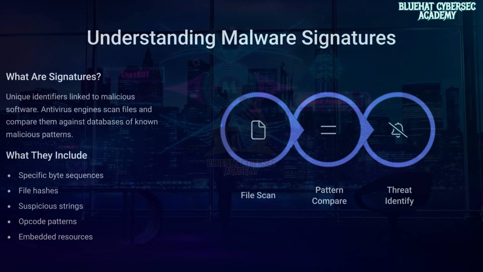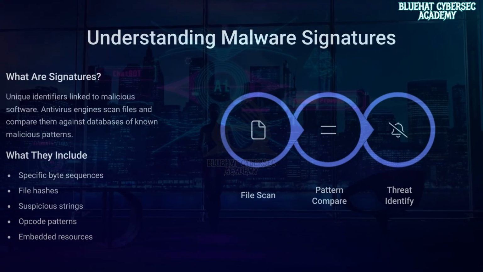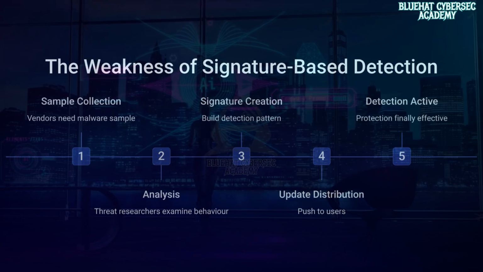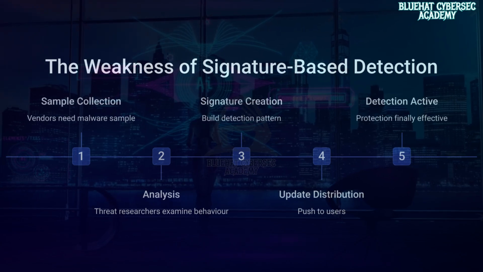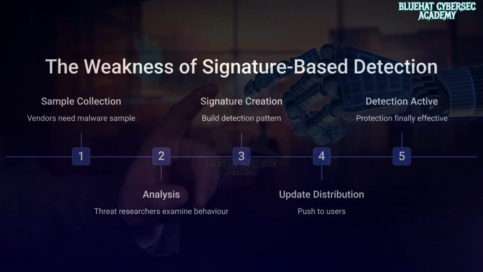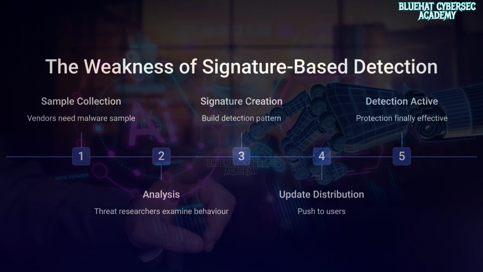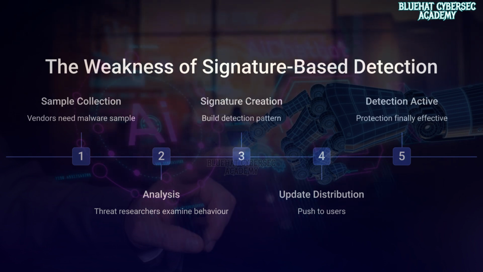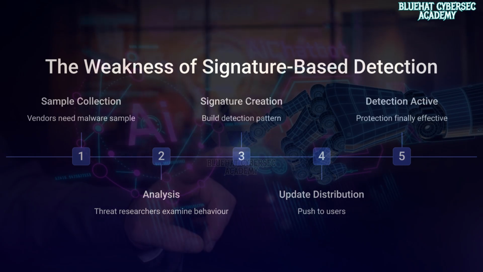But here's where things start to shift. The moment attackers change even a small part of the file, the signature can break. If malware can change its appearance without changing its purpose, how reliable are static detection systems on their own? The weakness of signature-based detection. And this is where the real limitation begins to show.